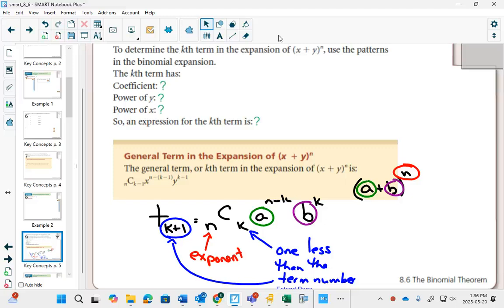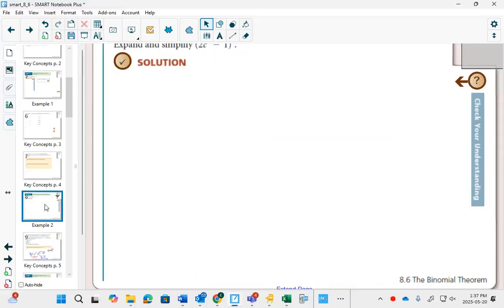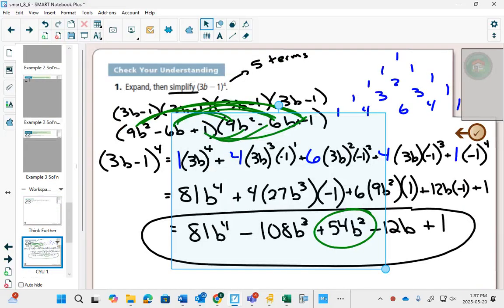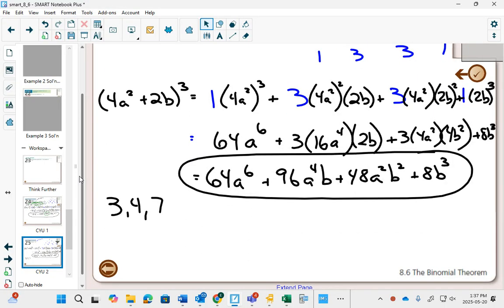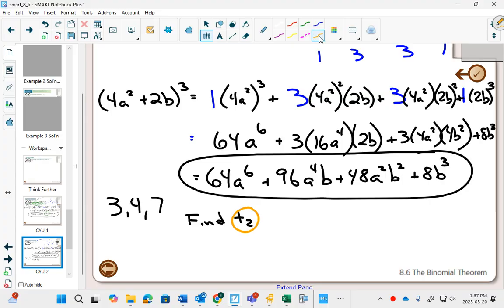So if we go back to the example we just finished and show how this formula would apply, because what's going to happen is you're going to get questions, instead of saying find it all, they'll just say, could you find term 2, which is, of course, going to be this as the answer, 96a to the 4b. But you don't have to find them all.